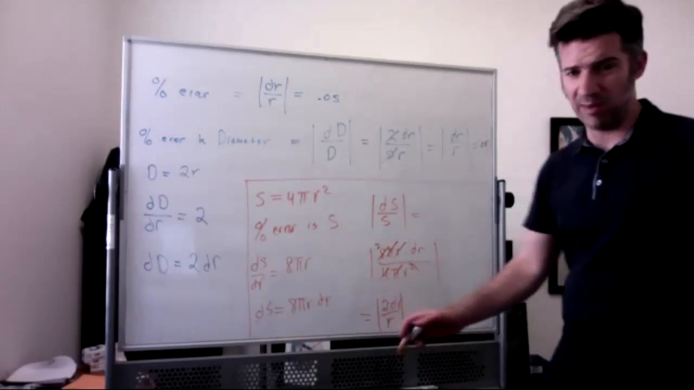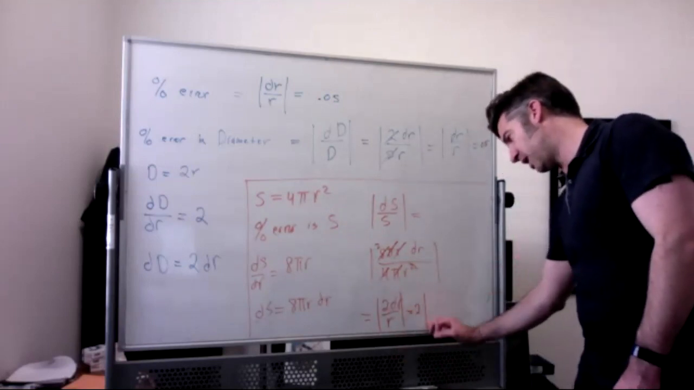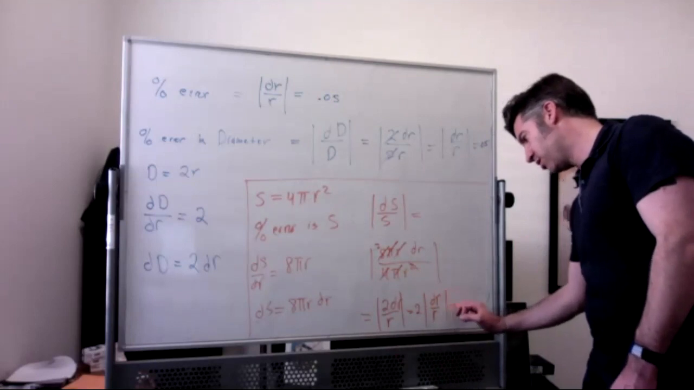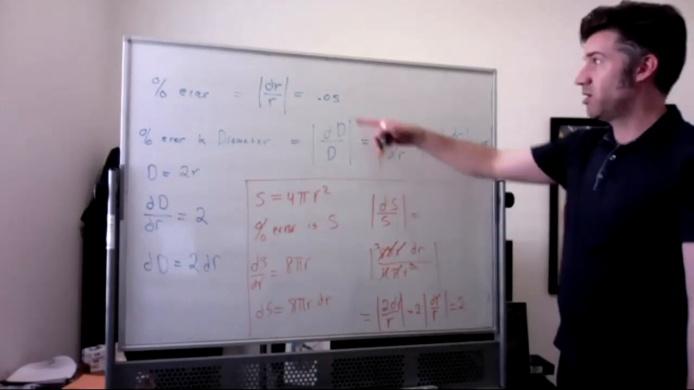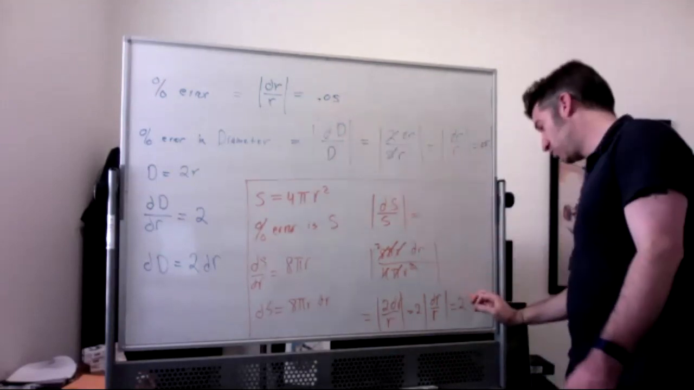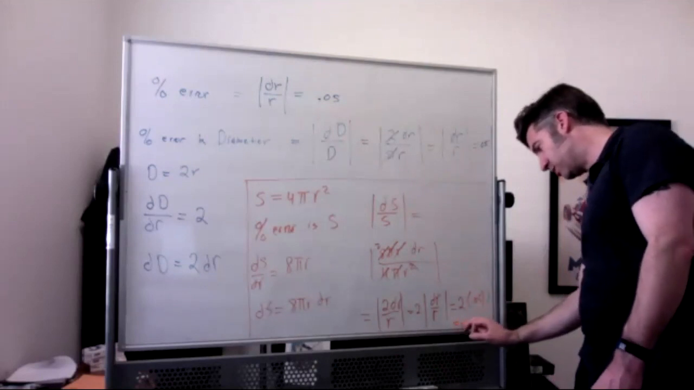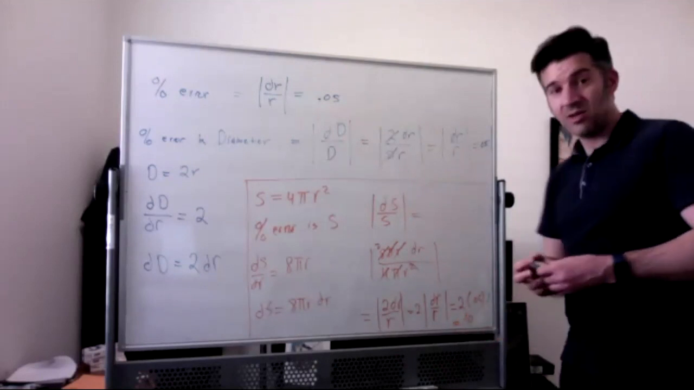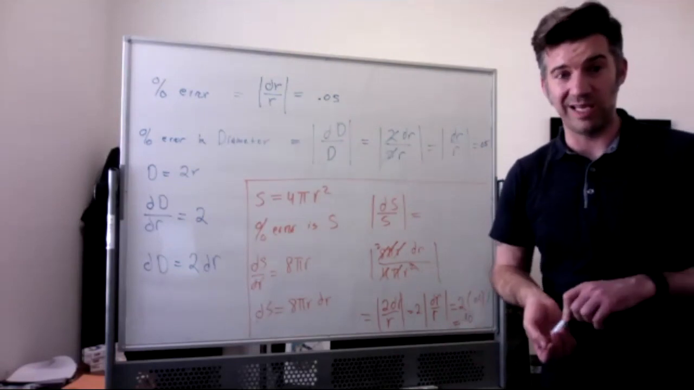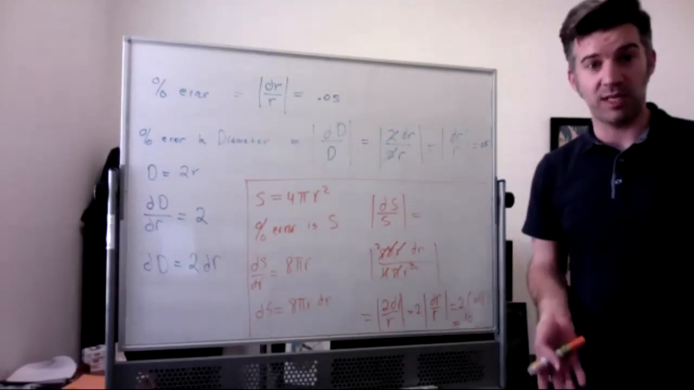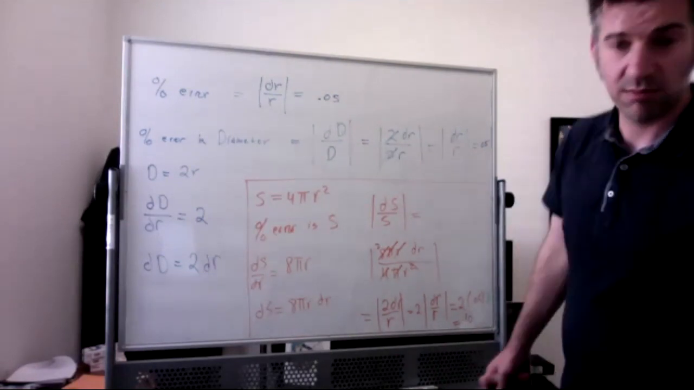And I can bring the 2 out of the absolute value. You get 2 times the absolute value of dr over r, which is equal to 2 times, well, dr over r is 0.05, so it's 2 times 0.05, which is 0.10. So if there's a 5% error in measuring the radius, there's going to be a 10% error in measuring the surface area.